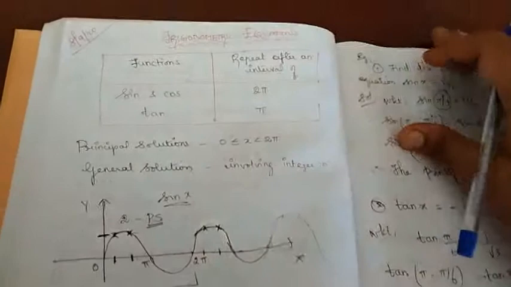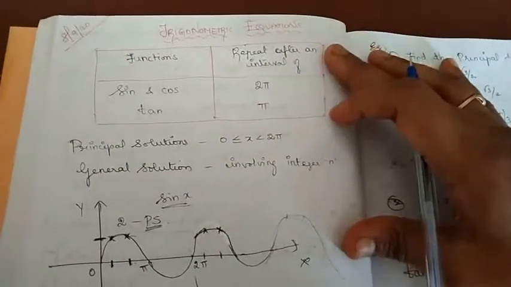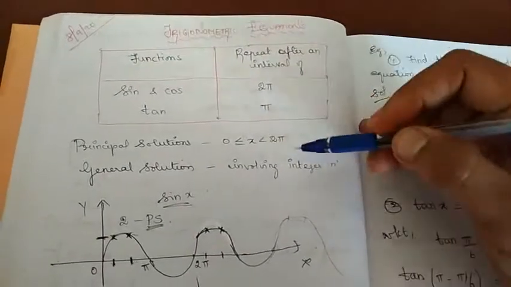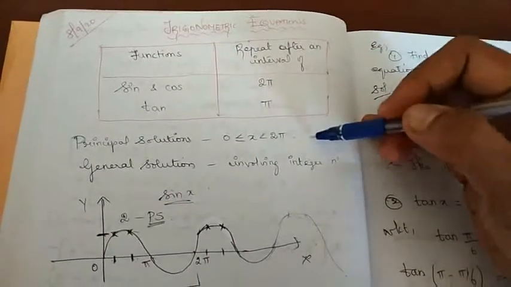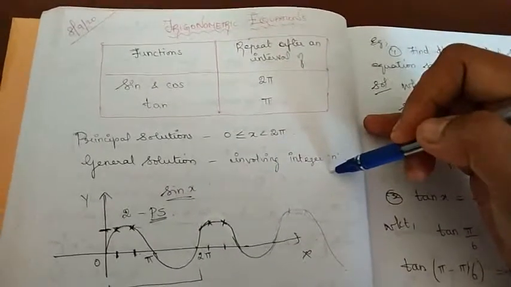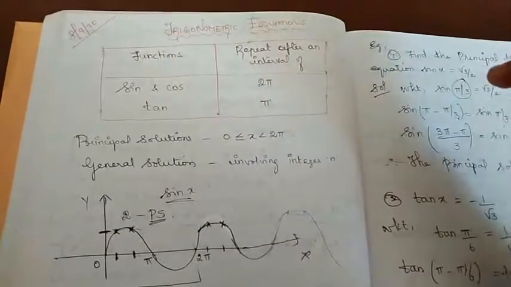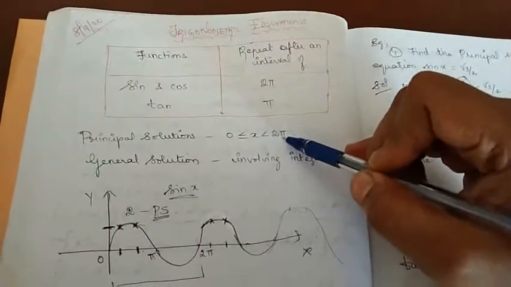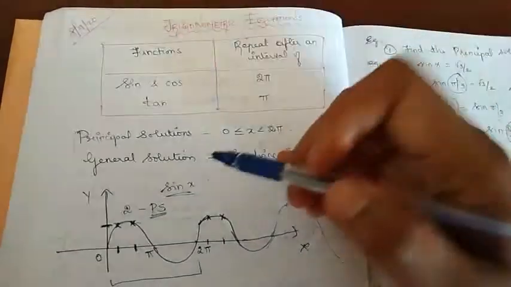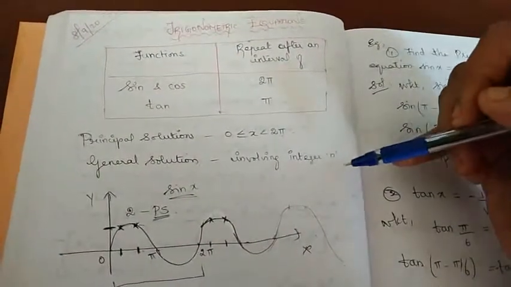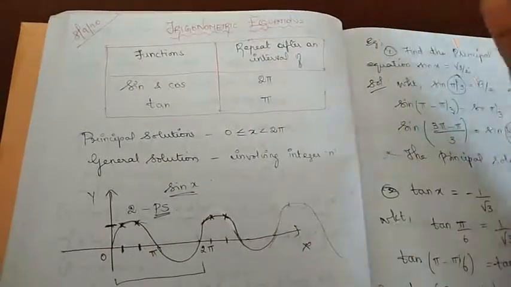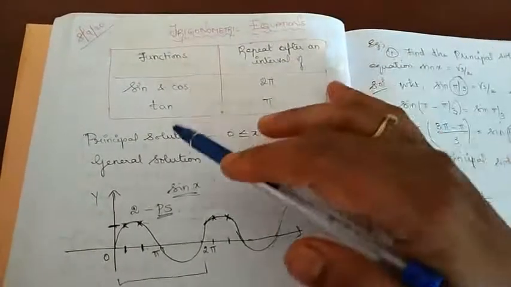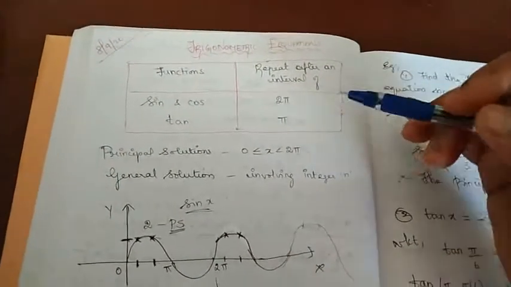Next we have seen another important concept called trigonometric equations. For a trigonometric equation we can give two types of solutions. One is principal solution, another one is general solution. Principal solution means the solution of the equation which is expressed in terms of 0 to 2 pi is called a principal solution. General solution is involving integer n. Generally we will express it that way, and we know sine and cos will repeat after an interval of 2 pi and tan will repeat after an interval of pi, right?